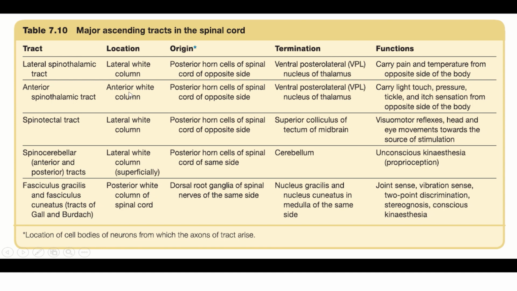So anterior spinothalamic tract, anterior white column. Again, same posterior horn cells of the spinal cord of the opposite side. Then the ventral posterior nucleus of thalamus carries light touch, pressure, tickle, and itch sensation from the opposite side of the body.